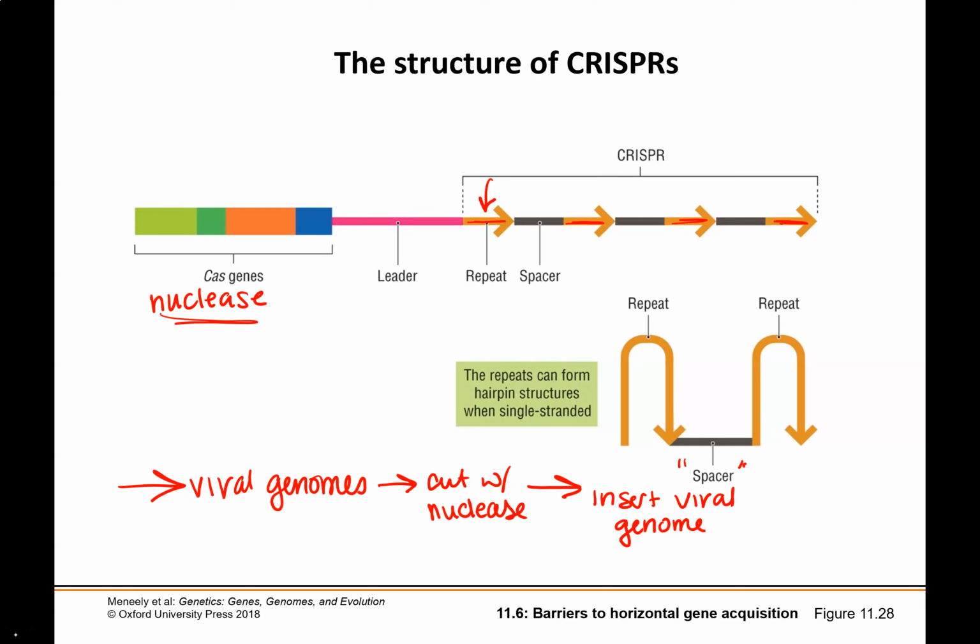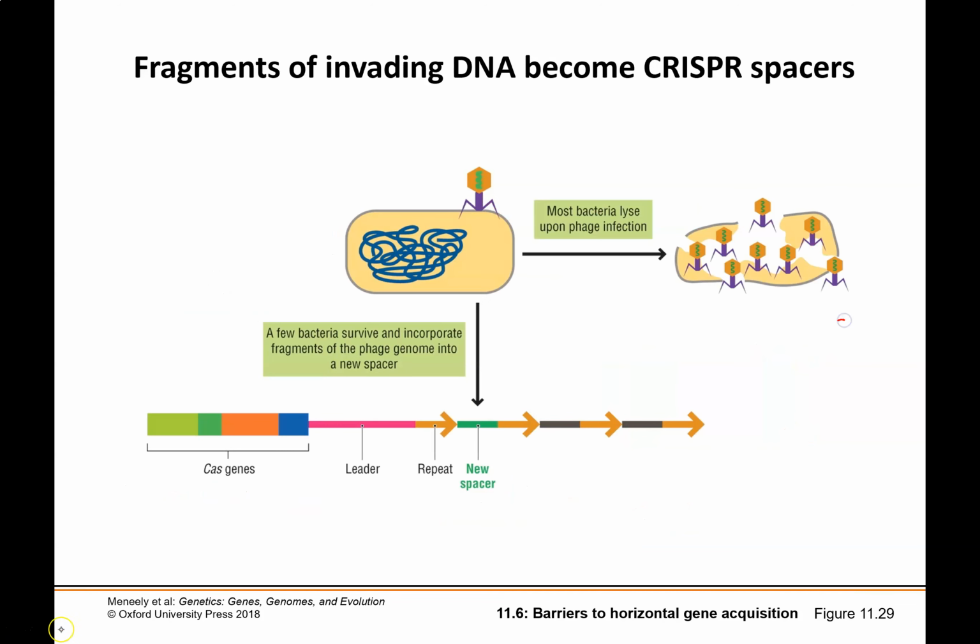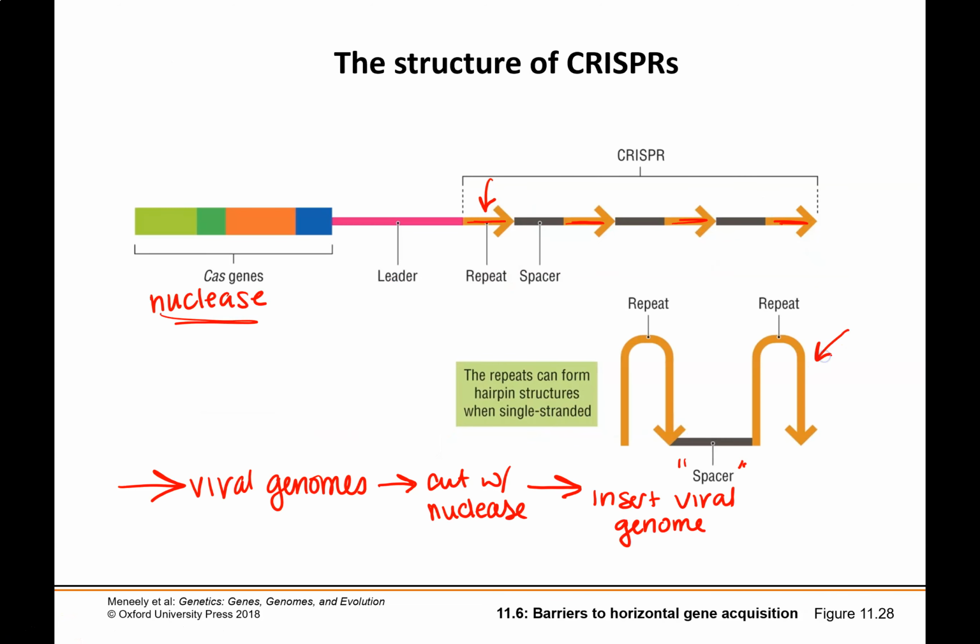Now, what's also interesting is because of those palindromic sequences, these palindromes actually produce a hairpin structure. So this is a unique feature of this region. So we've got this Cas system that works alongside this CRISPR system, where we're going to cut up DNA that we have recognized as foreign.